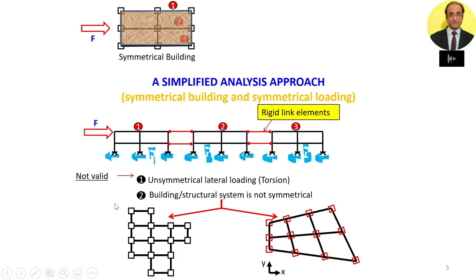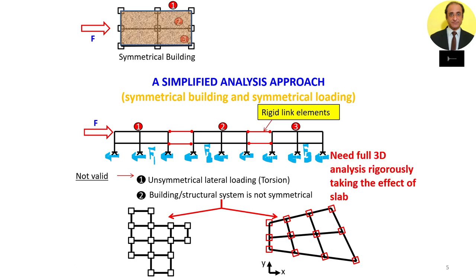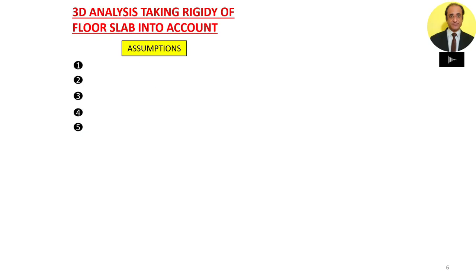So in this particular course, we will derive the formulations necessary for this purpose. In such a situation, we need to carry out a full 3D analysis, rigorously taking into account the effect of the floor slab. So in the coming lectures, we will be deriving the formulations appropriately. Now before we do so, let's write down the assumptions. So our first assumption is that the slab is monolithic with beams and columns.